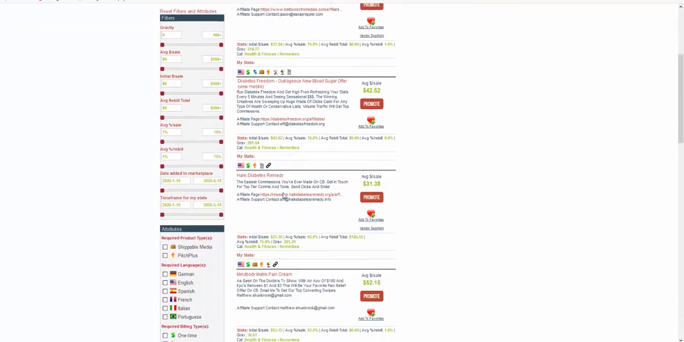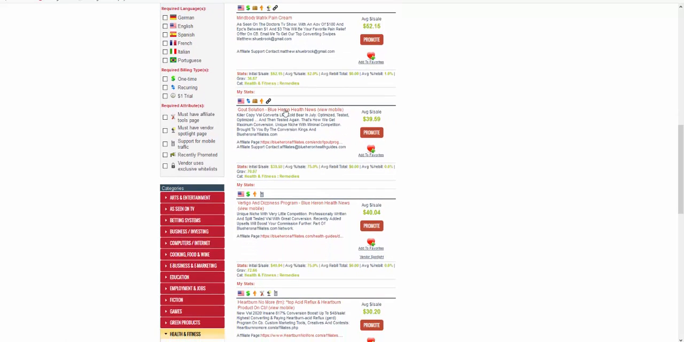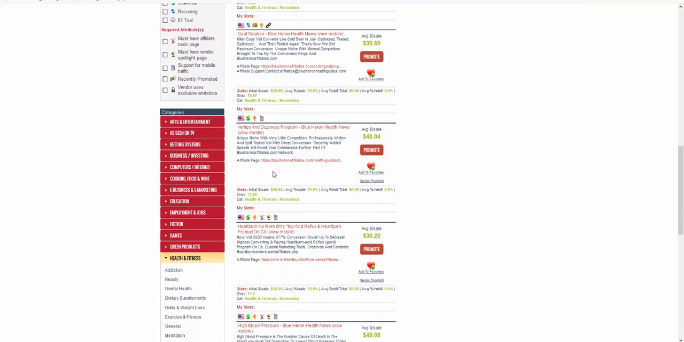Diabetes freedom, matrix pain cream. Okay, that's actually a physical product, and that's selling quite well. Okay, you have to be careful. Gout solution, 70 gravity. The thing to be careful of is, when you just use your common sense with that.